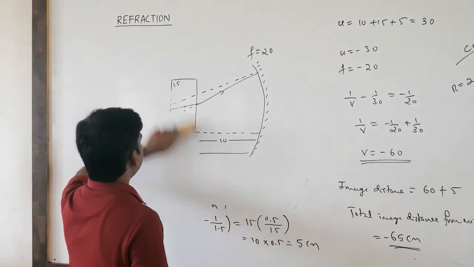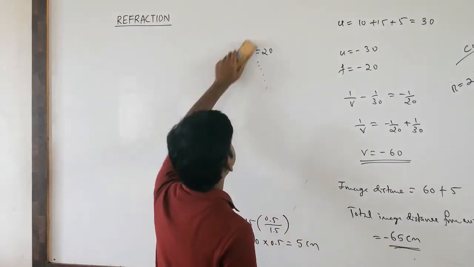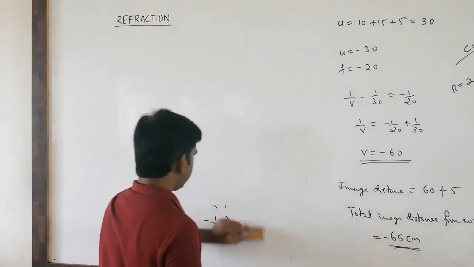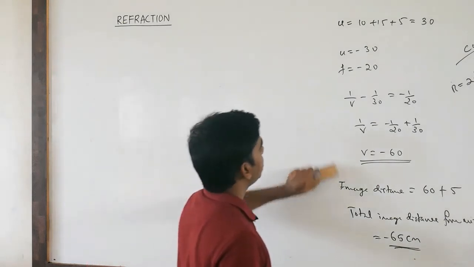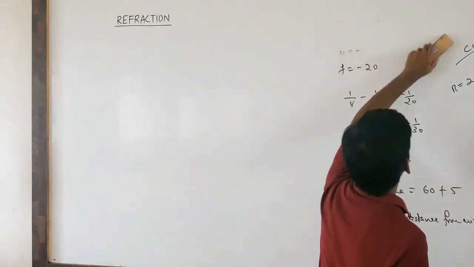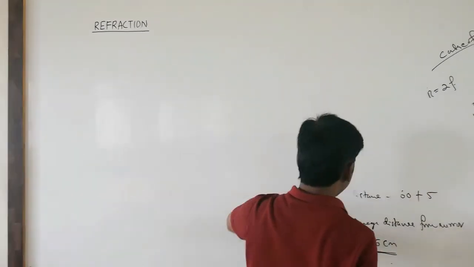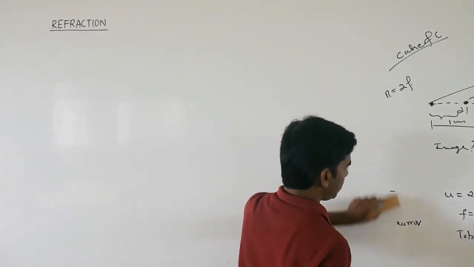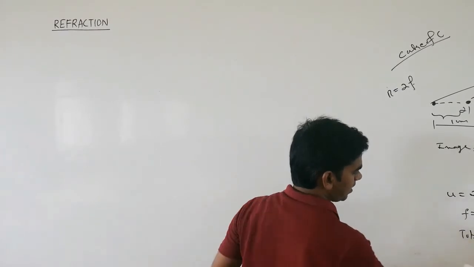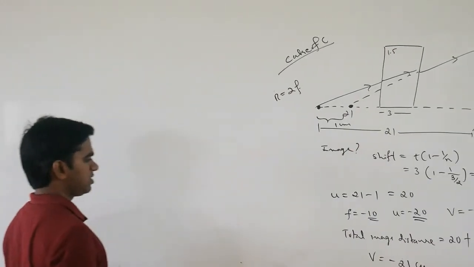So now I will take a slightly different example. Instead of the curved surface, instead of the spherical mirror, suppose there is a plane mirror. The image will not form on this side. The image will form on the other side of the mirror. In that case, we are not going to add the shift. We have to subtract the shift.